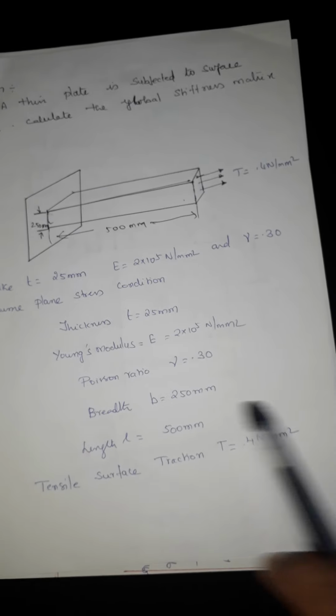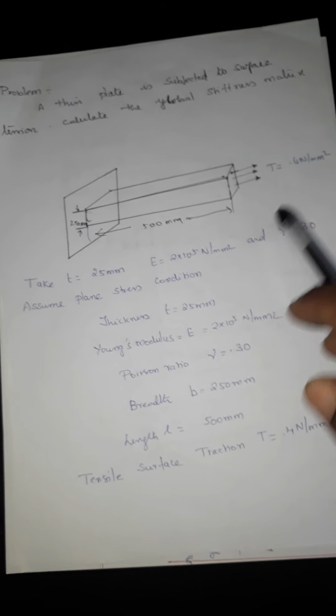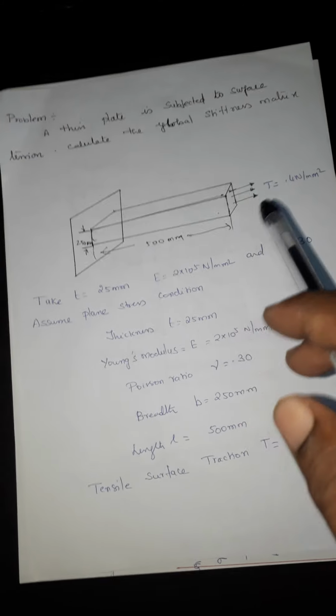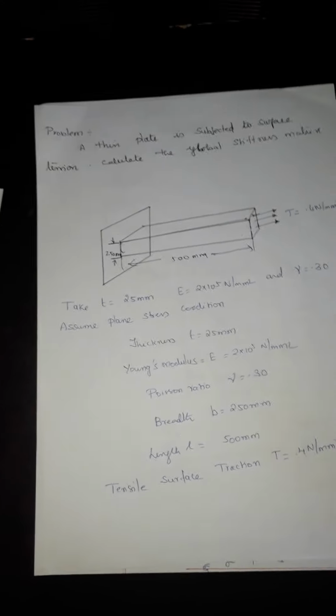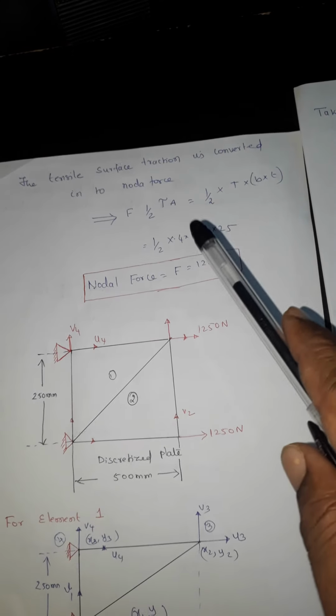Now what we have to do is convert this surface traction into nodal forces. You see the traction is acting on all the surface areas, so the only thing we are going to do is find the force at the node. At the node, what is the force? That we have to find out. So the traction force is converted into nodal force. This is the formula: half into traction force into area.